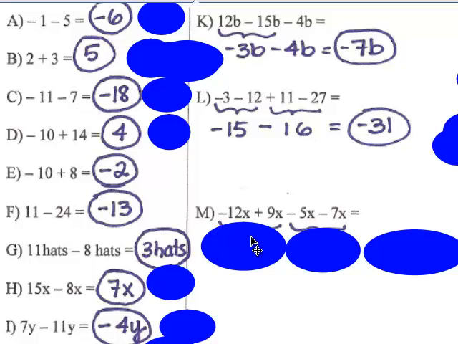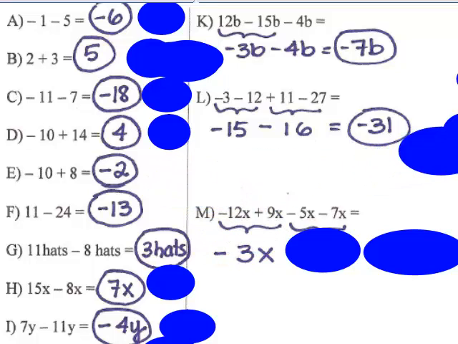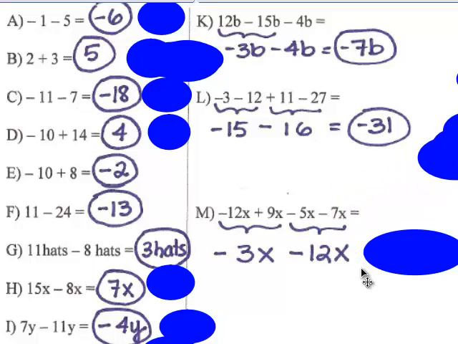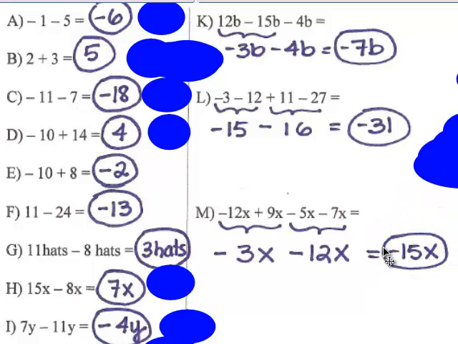12 minus 9 is 3, and the sign would be negative because 12 is the biggest digit. The next one is negative 5, negative 7. Signs are the same, so you're going to add, so it will be 12, and it will be negative because 7 is the biggest. Now that I have these 2 terms, I'm going to combine them. Signs are the same, so you're going to add. It would be negative 15 because 12 is the biggest. Okay. Alright, then we'll go on to this next example.